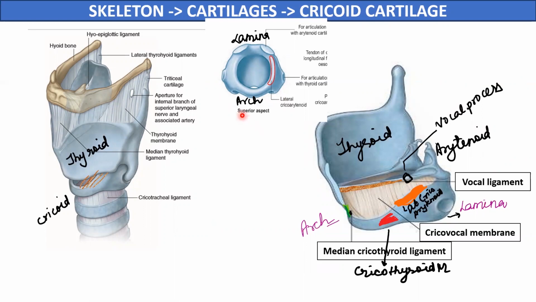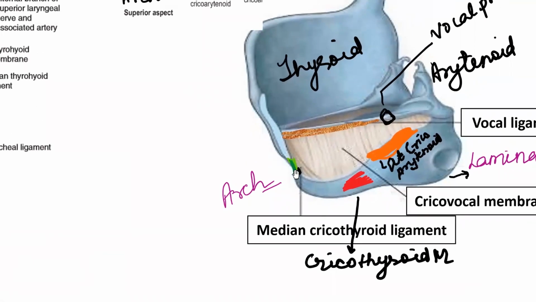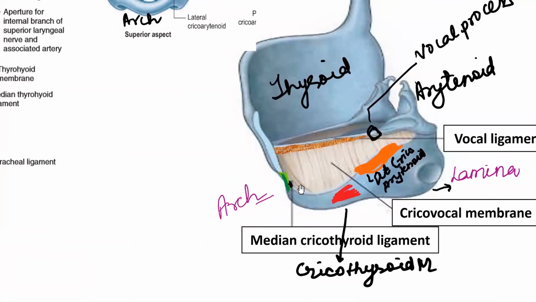The cricoid cartilage has a narrow anterior part, the arch of the cartilage, and a broad posterior part, the lamina of the cartilage. First we will study the anterior narrow part, the arch of the cricoid cartilage. The arch is connected in the midline to the thyroid cartilage by the median cricothyroid ligament. On the rest of the arch, there is an outer surface, and to this outer surface two muscles are attached. One is the cricothyroid muscle, and the second is the lateral cricoarytenoid muscle.